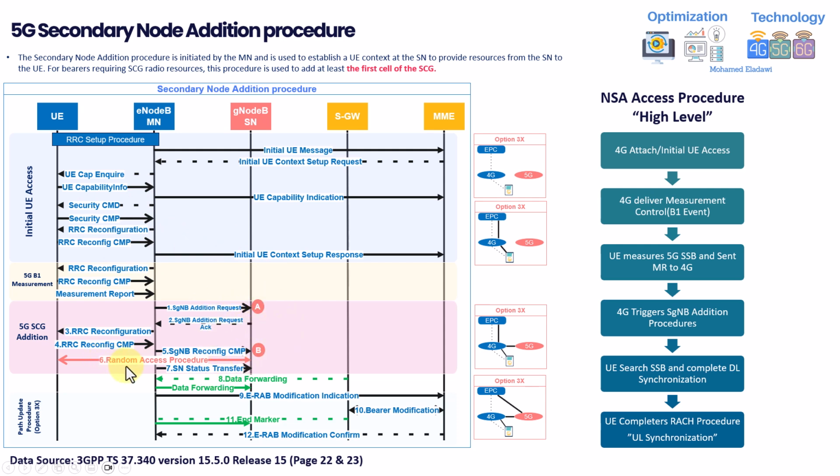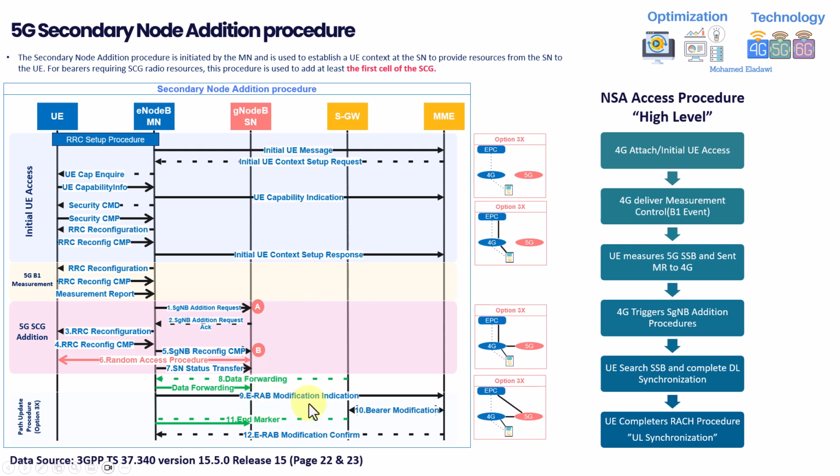After that, the user will start doing the random access. After the random access, you can see that the serving gateway is still forwarding the data towards the eNodeB, and this should not be the case. Now we should extend the path because this is option 3x. So here the eNodeB, the master node, will start the path switch procedure to change the path. It will make the serving gateway send the data directly to the gNB because this is option 3x.